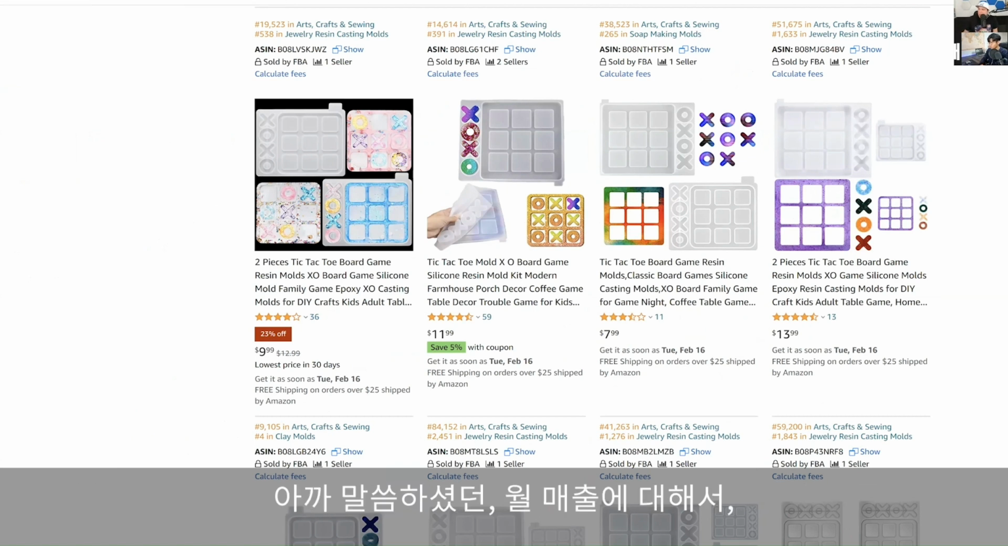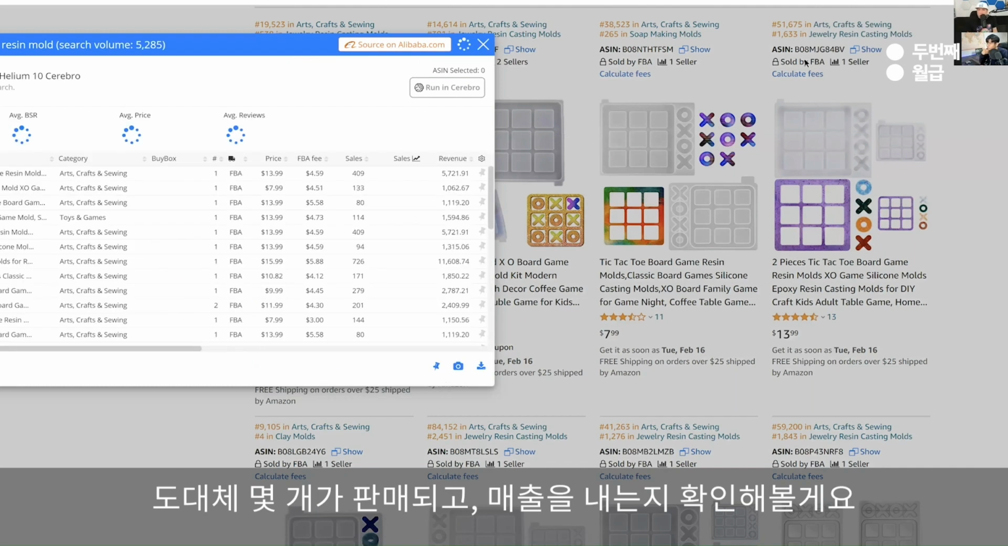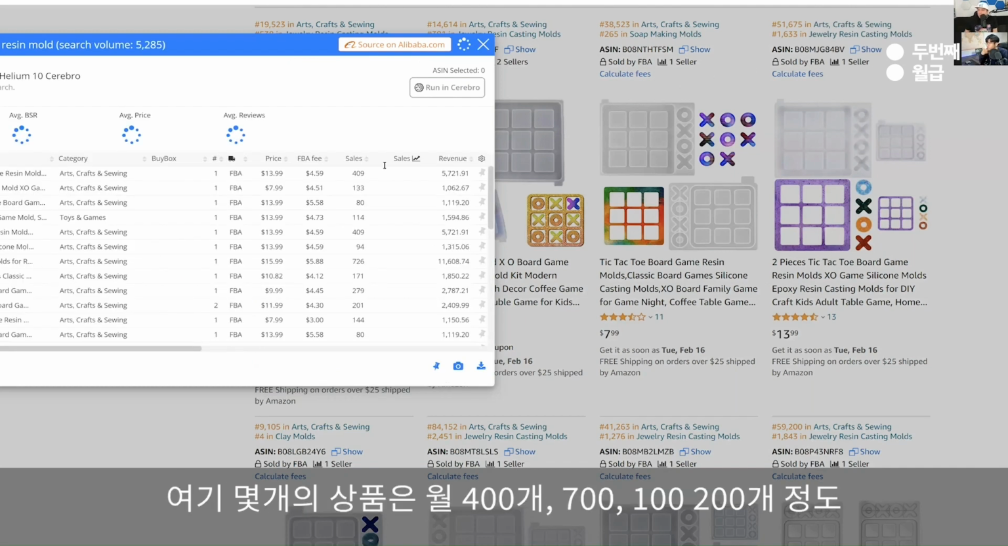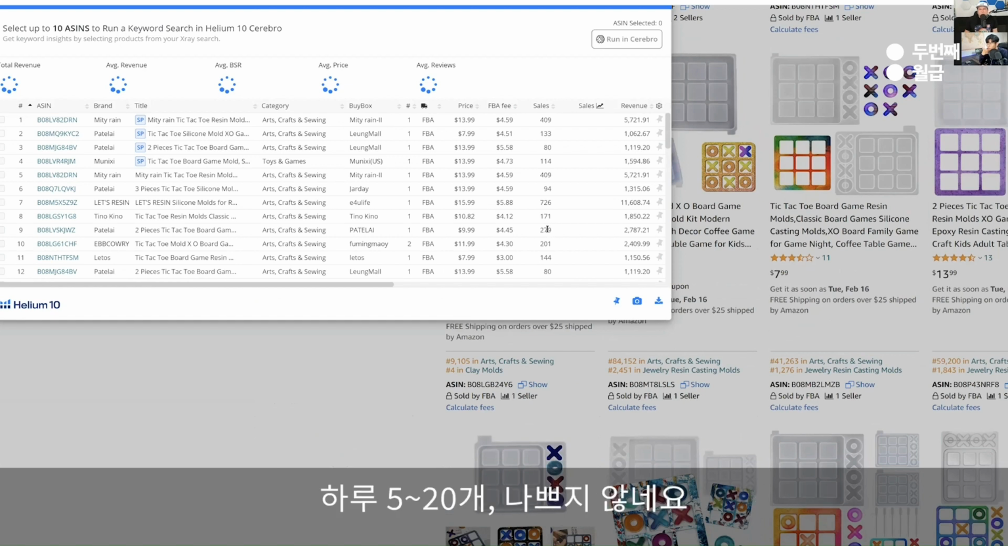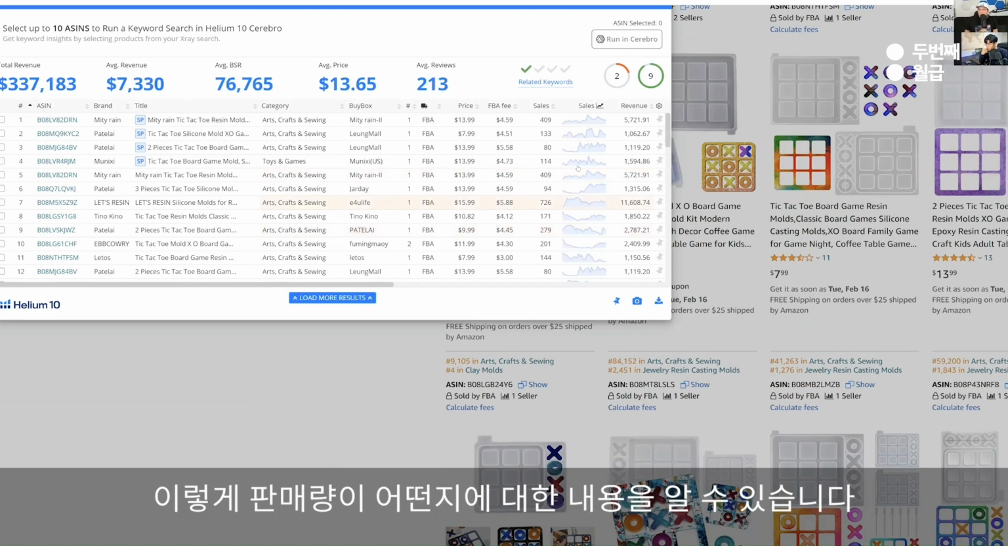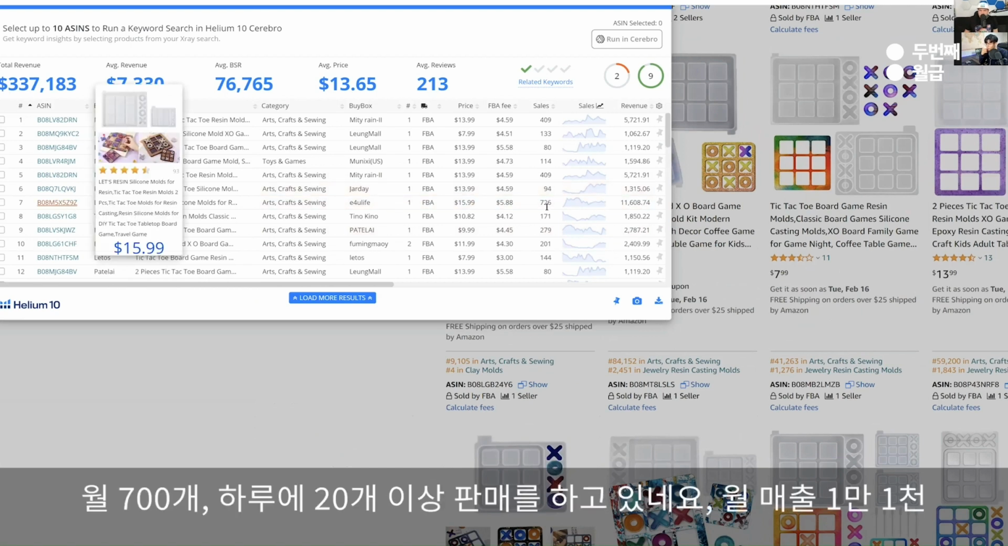Let's take a look at, you also mentioned, sales revenue. So let's see an estimate of how many units these products are selling. We can see some of them here selling 400 per month, 700 per month, 150 per month, 200. So maybe selling 5 units a day, 10 units a day, 20 units a day. So we have an idea what the sales volume is. For example, this one right here is doing 700 units a month. That's more than 20 a day, making more than $10,000.